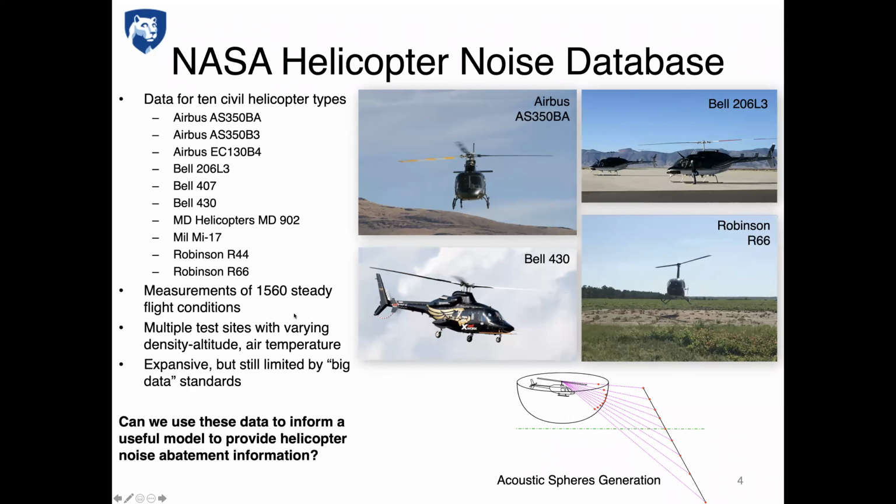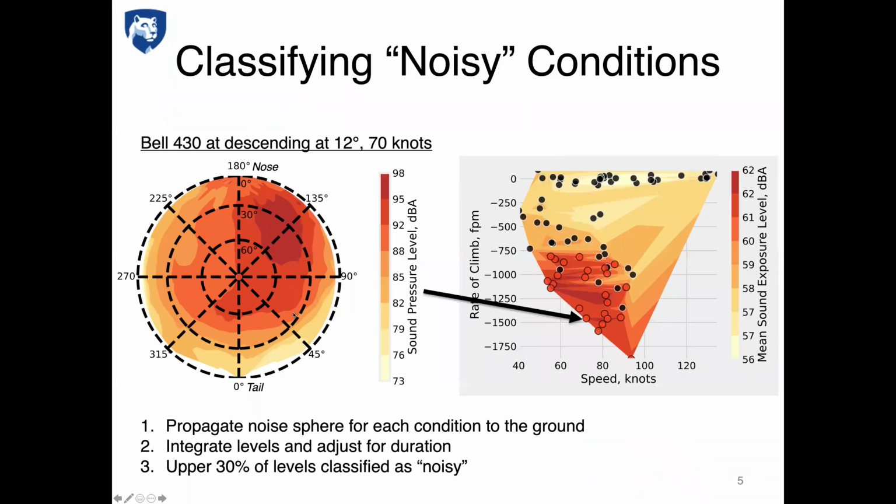So the first step here is really to figure out how we're going to classify this data, to produce something like that fried egg chart, where we can figure out what operating conditions are noisy and which ones aren't. So we're going to take these noise spheres that we have, and then we'll propagate them back to the ground for a kind of reference altitude and condition.